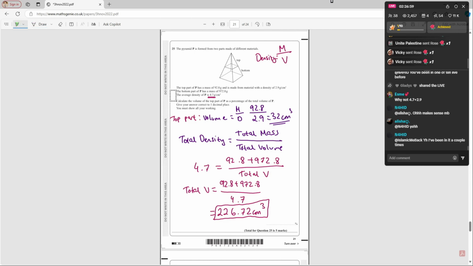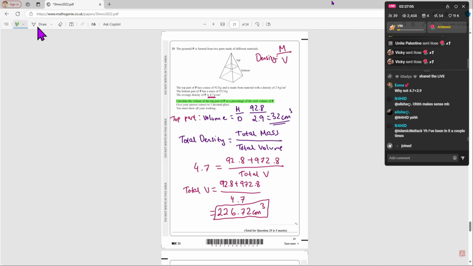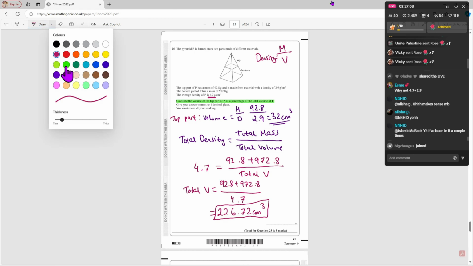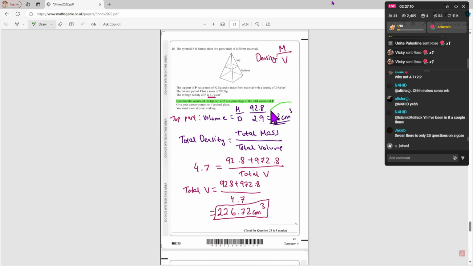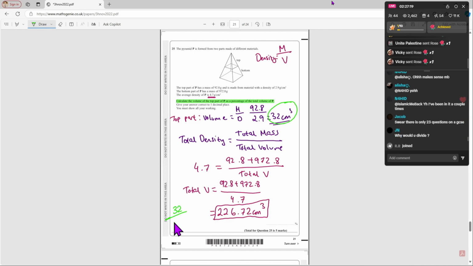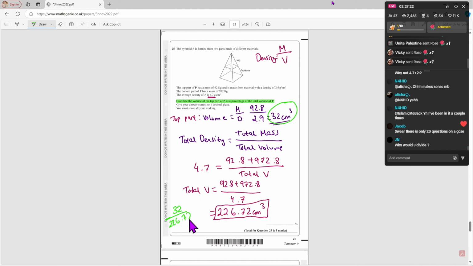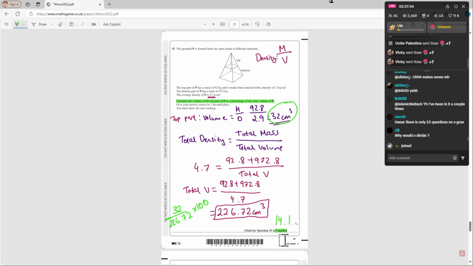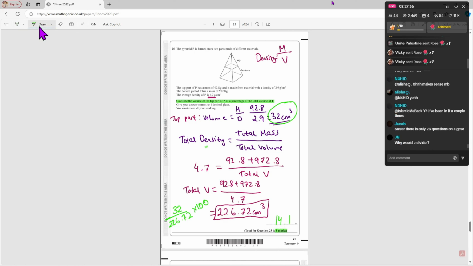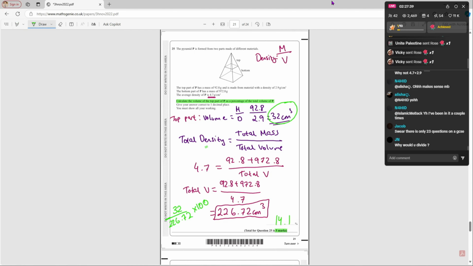Our final answer: it says to calculate the volume of the top part of P as a percentage of the total volume. So the volume of the top part, we know, is 32 centimeter cubed. It's going to be 32 over the total volume, which is 226.72, and to write that as a percentage, you times it by 100. You would get 14.1%, and that is going to be your answer. This was worth 5 marks. A 5-mark question.